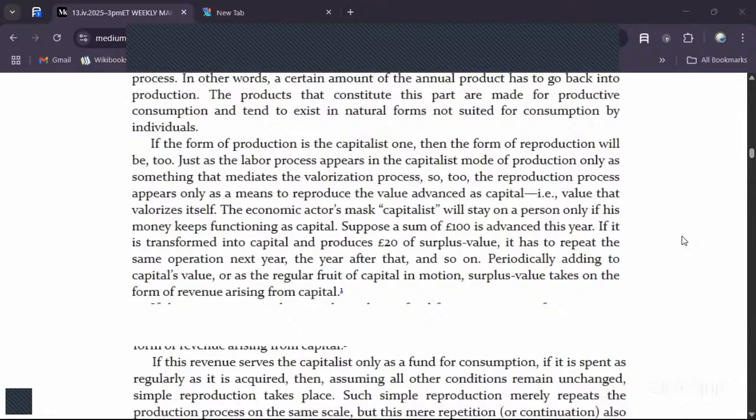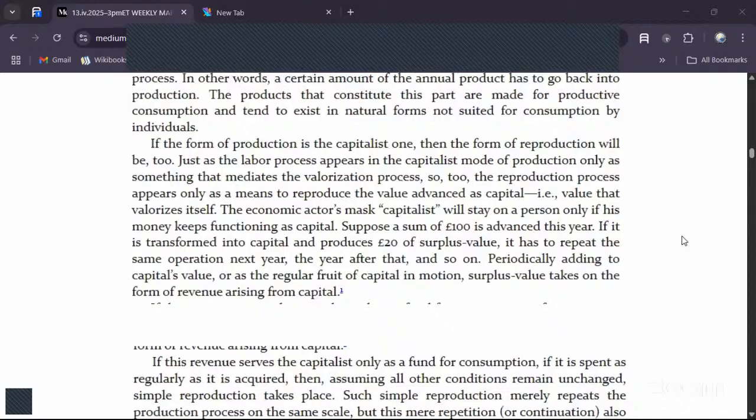If the form of production is the capitalist one, then the form of reproduction will be too. Just as the labor process appears in the capitalist mode of production only as something that mediates the valorization process, so too the reproduction process appears only as a means to reproduce the value advanced as capital, i.e., value that valorizes itself. That's self-valorization. The economic actor's mask, capitalist, will stay on a person only if his money keeps functioning as capital.